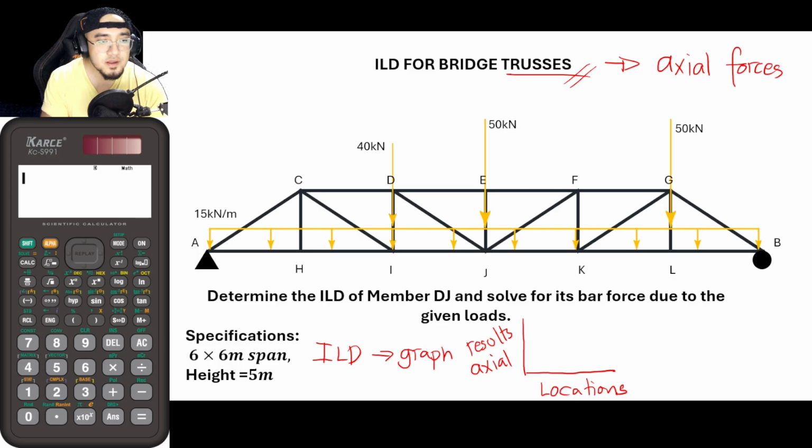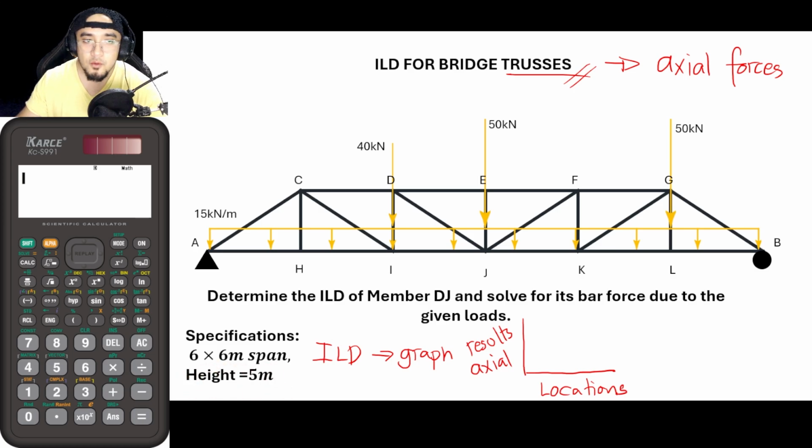So in this truss, this is now the specification. We have six meter span. So we have 1, 2, 3, 4, 5, and 6. So we have 6 meter span each. Meaning that this is 6 meters, 6 meters, 6 meters, and so on. And we would now be having a truss with height of 5 meters as said here.